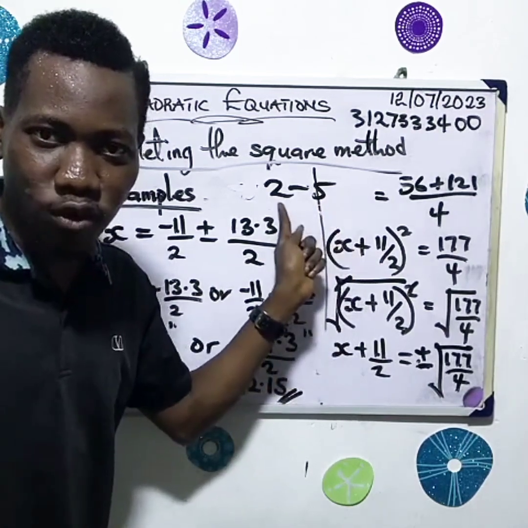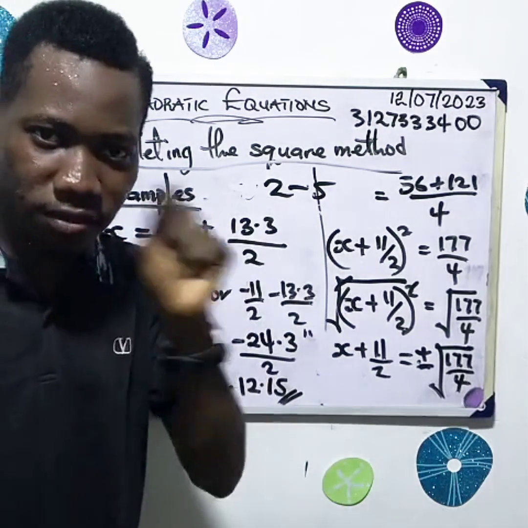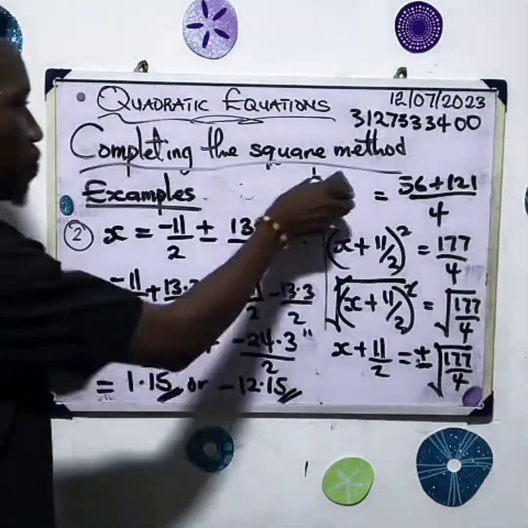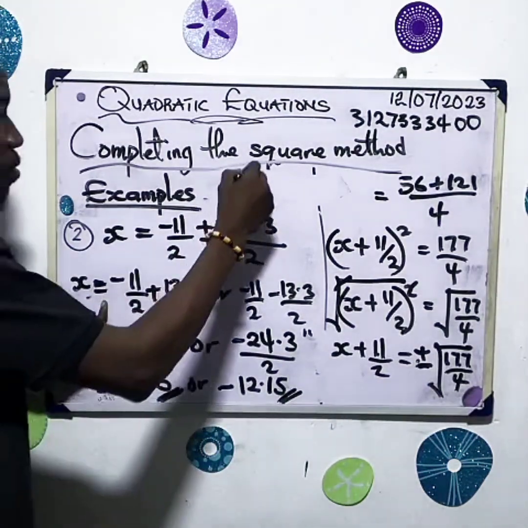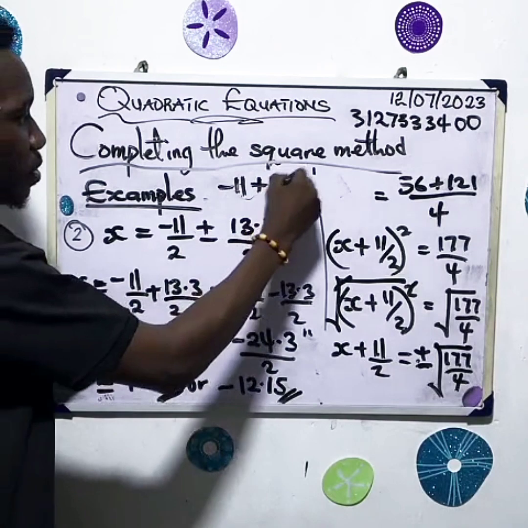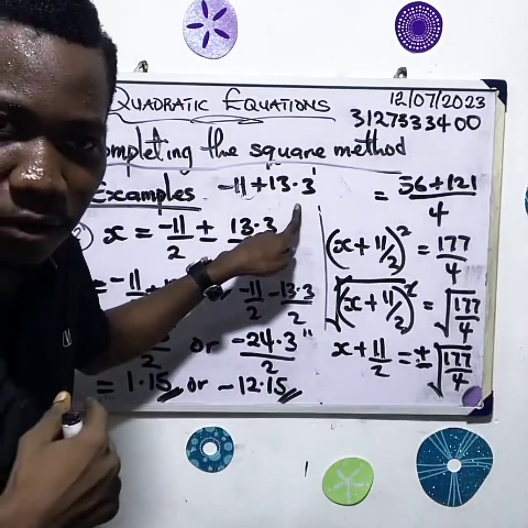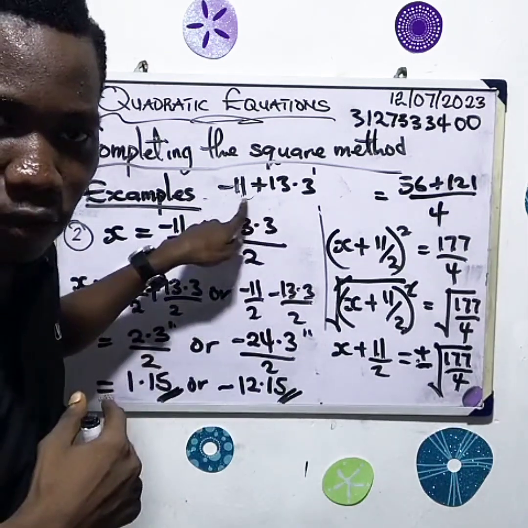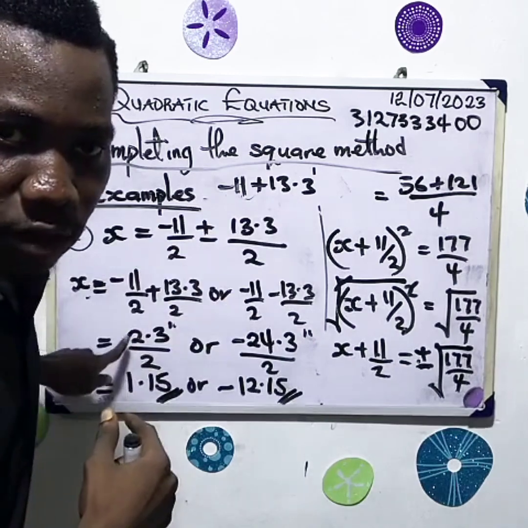So if you give the 2 that you have, it means you are still owing 3. You owe minus 3. Alright? Good. So minus 11 plus 13.3. I'm owing 11, but I have 13.3. If I take out this 11, I still have 2.3. That's where we got the 2.3.